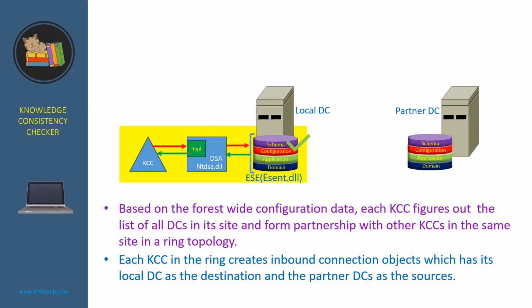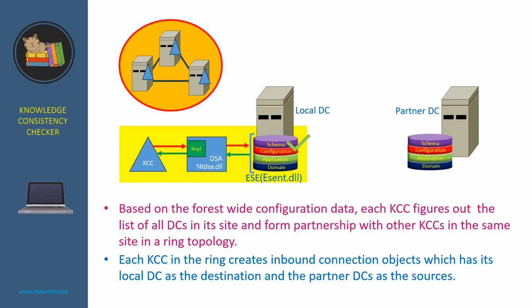Based on the forest-wide configuration data, each KCC figures out the list of all DCs in each site and forms partnership with other KCCs in the same site in a ring topology. Each KCC in the ring creates inbound connection objects, which has its local DC as the destination and the partner DCs as the sources.